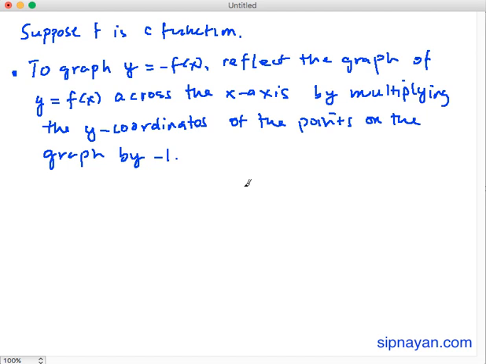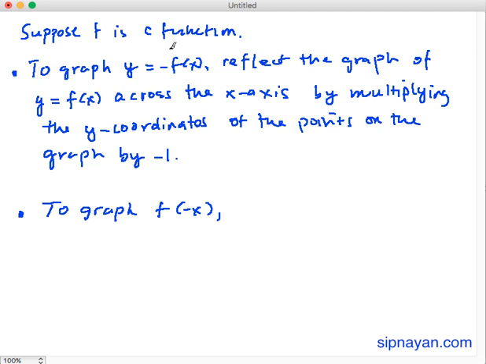Sa previous video ay pinag-aralan natin paano i-graph yung y equals negative f of x, in relation to f of x. Ngayon, ang pag-aaral naman natin is paano i-graph yung f of negative x. So, paano yan? Well, f of negative x, ang ginagawa nating negative yung x mismo, yung x coordinate niya.